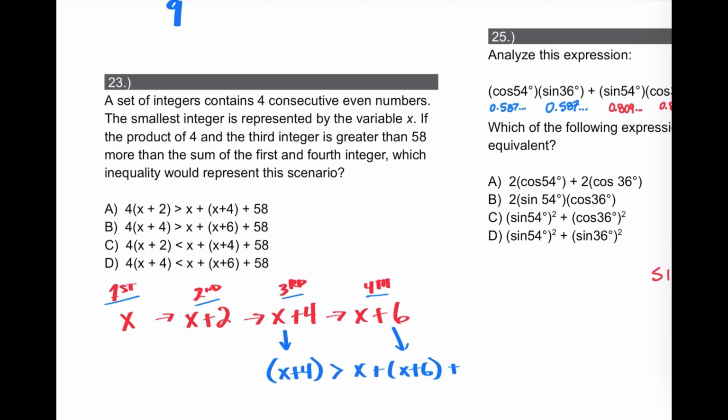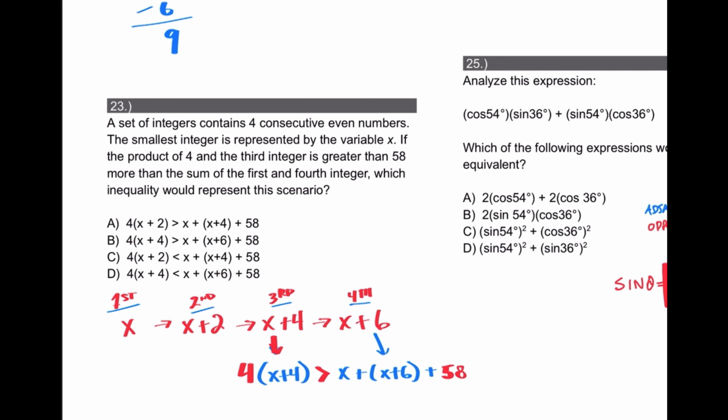So when it says if the product of 4 and the third integer, my third integer there is x plus 4. I've highlighted that there. We're going to say 4 times x plus 4 is greater than 58 more than the sum of the first and fourth. You can see I've added the first and the fourth there, and we're going to add 58 on there. Which inequality matches that? I'm going to look at what I've written there, compare it to what is above, and it looks like D is the correct answer.